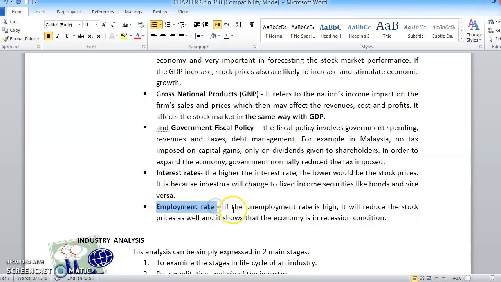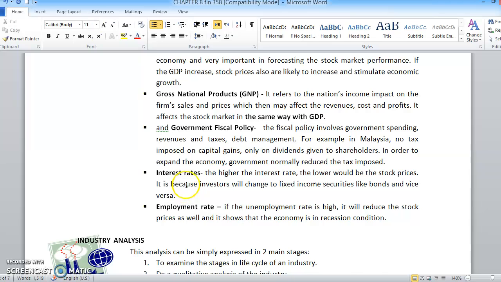Next, employment rate. Actually the unemployment rate is quite important to show how the economy is doing. If the unemployment rate is high, it will reduce the stock price, because it shows that the current economic situation in a country is not so good, or we call it a recession condition. That's why the unemployment rate is quite an important indicator. It will help you to analyze the situation at the moment. If it's too high, it means the country is in recession, so it cannot generate more income for the people, right?